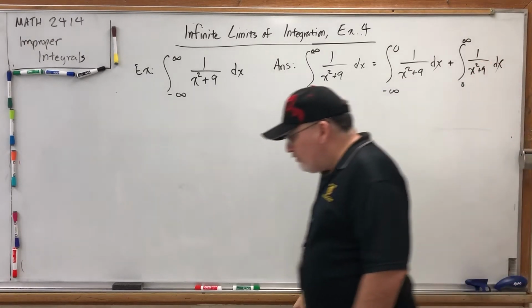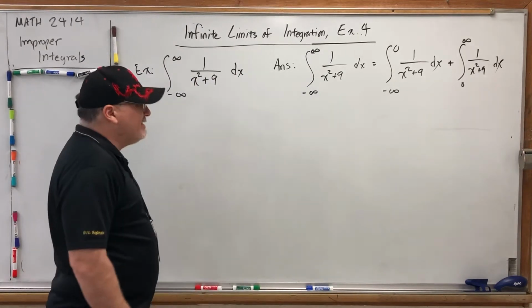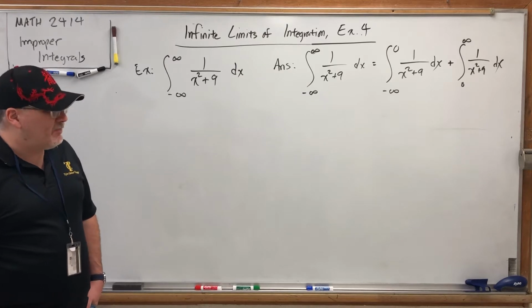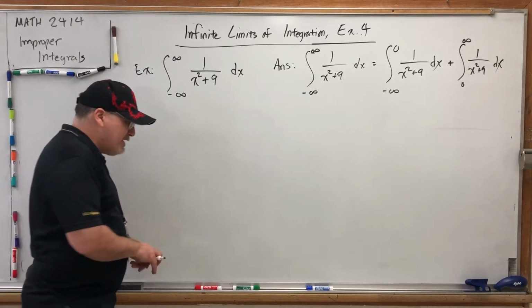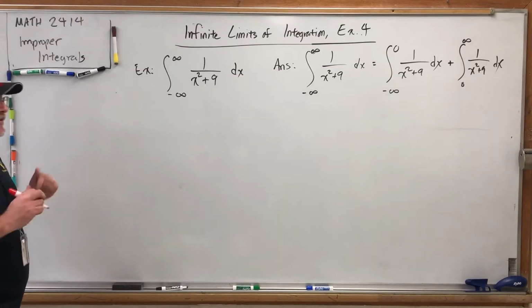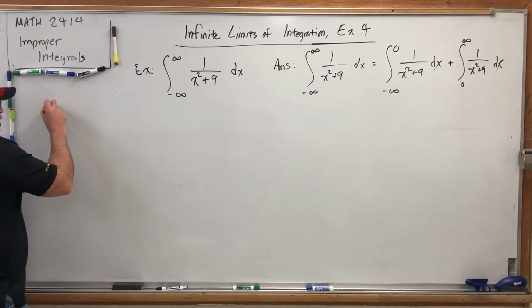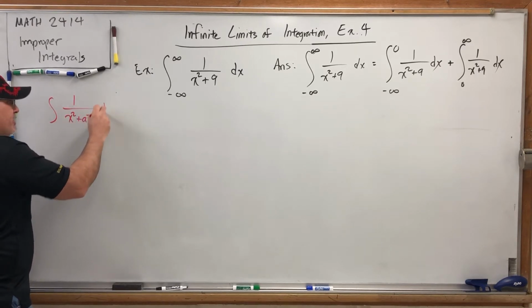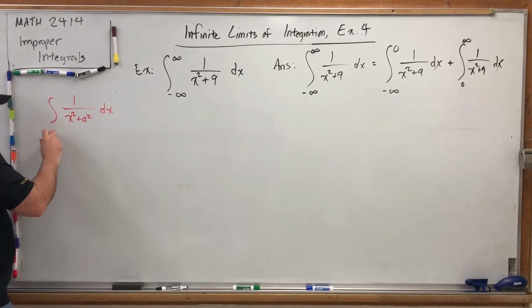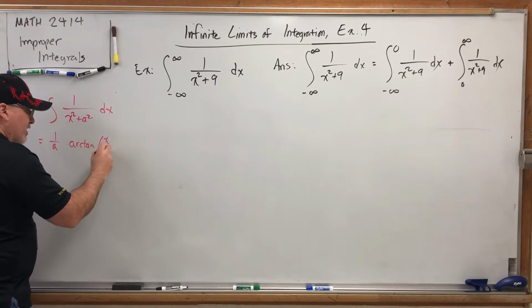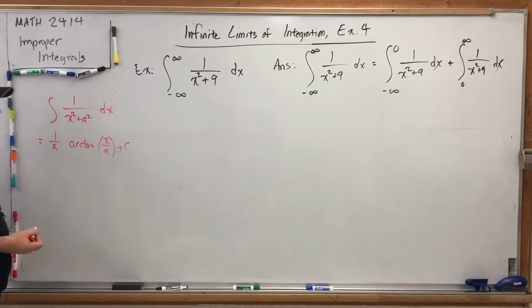All right, so for both of these, we're going to have to evaluate the integral of 1 over x squared plus 9 dx. So before we set up the limits and everything, it might behoove us to actually integrate that as an indefinite integral first. Recall that the integral of 1 over x squared plus a squared dx is equal to 1 over a times arctangent of x over a plus c.